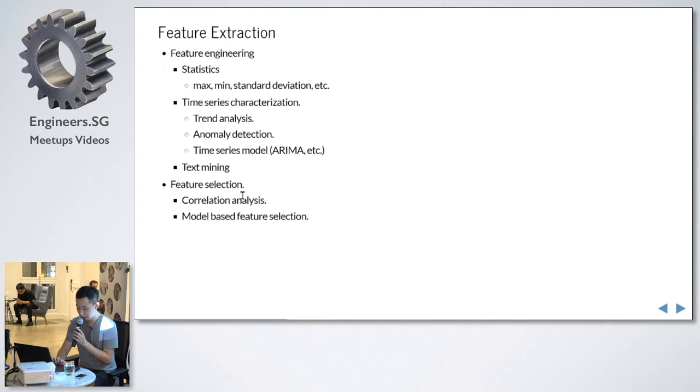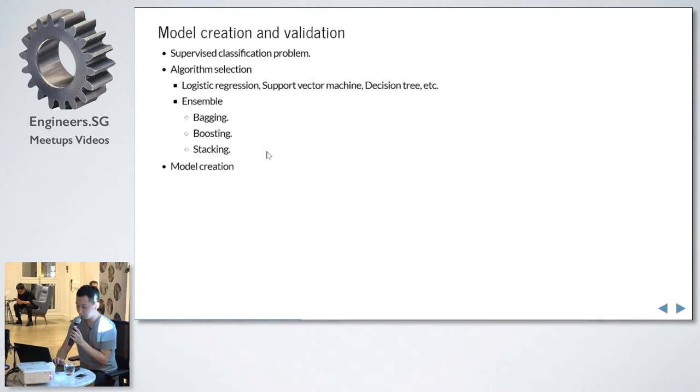And after we have finished the feature extraction, we have to select which features are the most salient ones, so that they are mostly correlated with the label we are going to predict, right? A lot of times, not all of them are useful. So we have to do the feature selection. And after that will be the core part of the whole process, which is model creation.